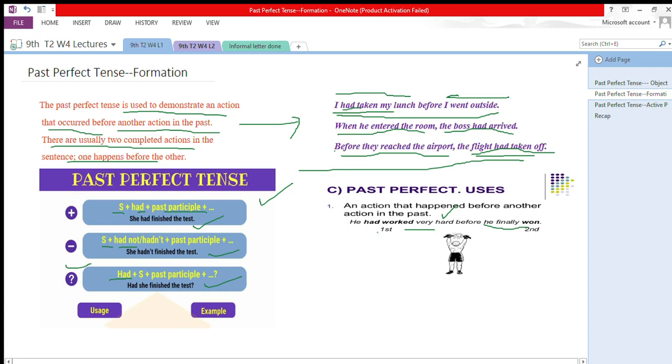Now see, again two actions are there. So the action which precedes the other, or which takes place before the other action, that you are going to describe in past perfect. He had worked very hard before he finally won. This happened afterwards. First what happened? He had worked very hard and then he was able to win. So this is how we use past perfect tense.